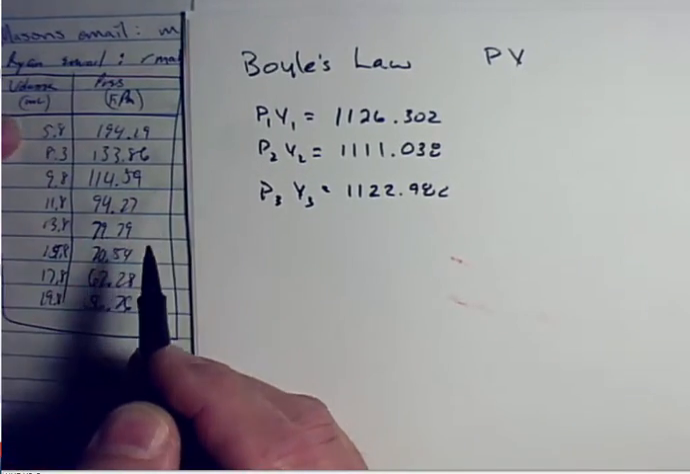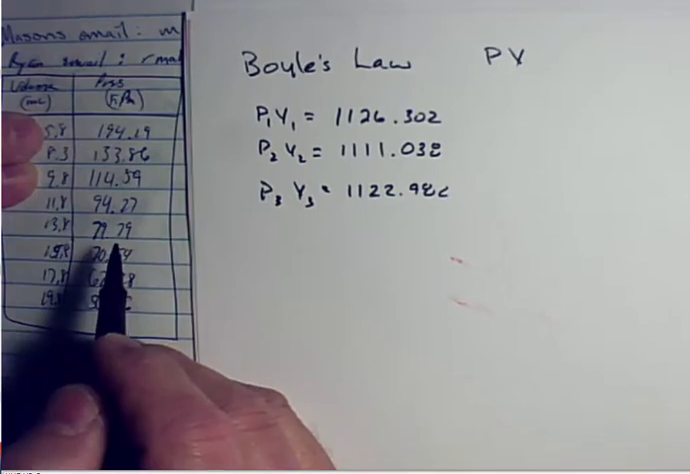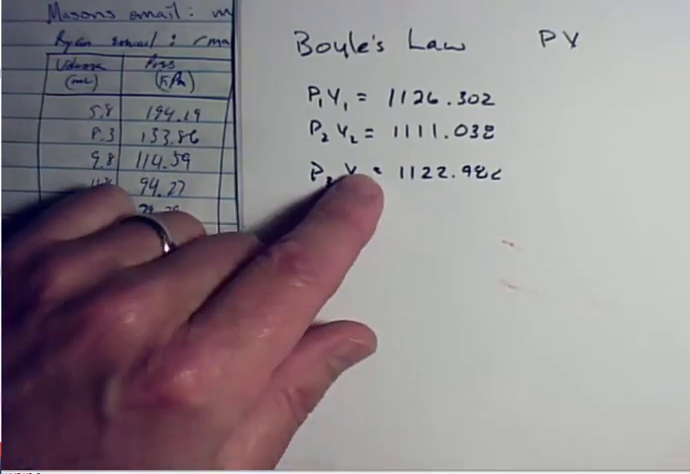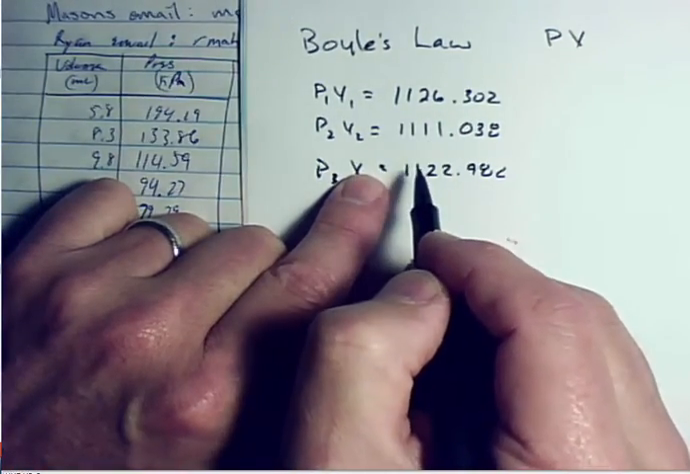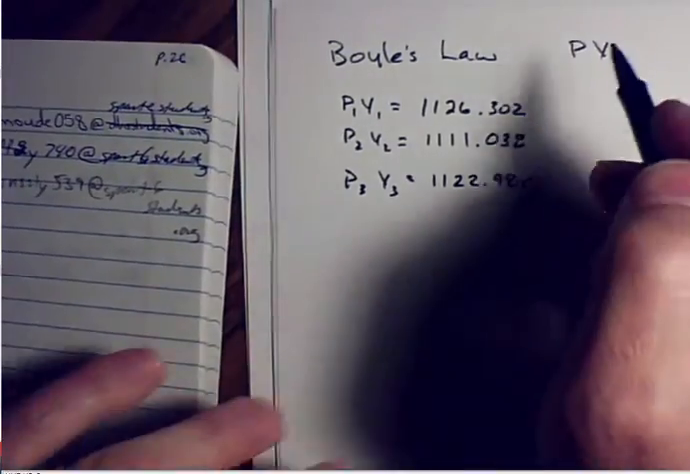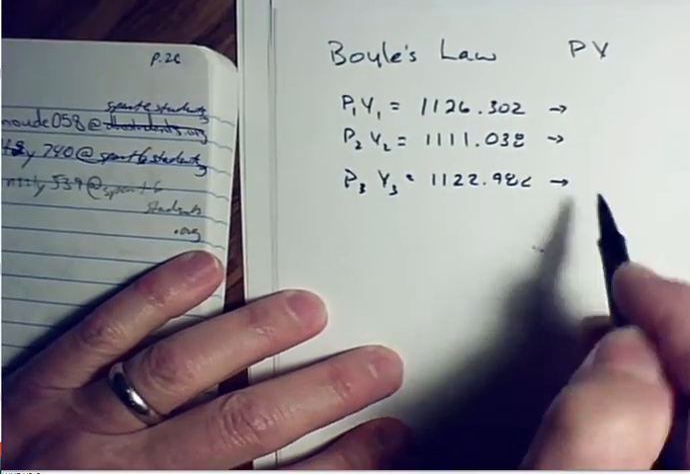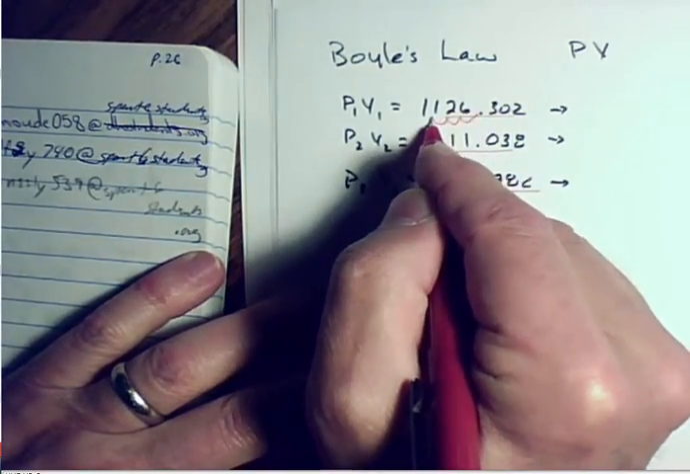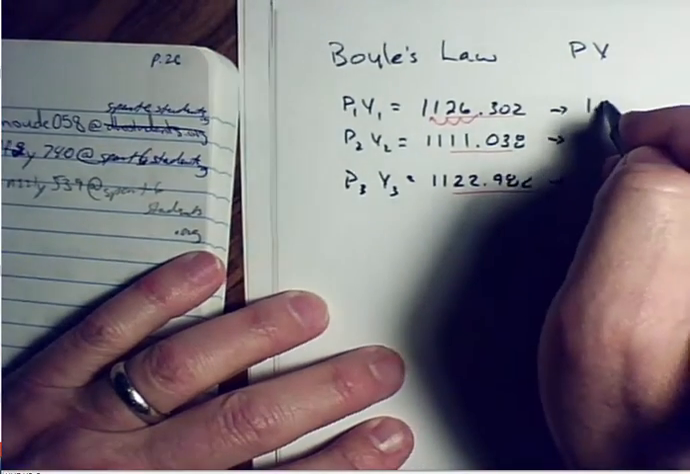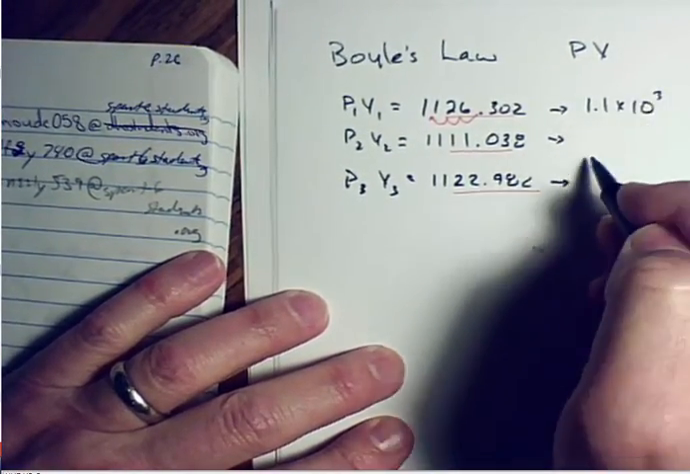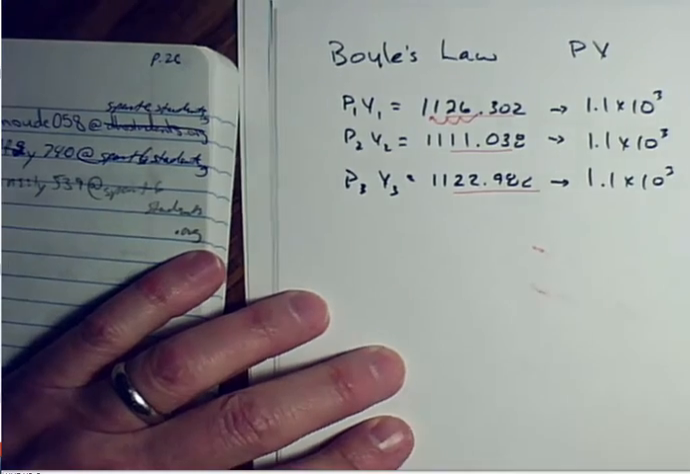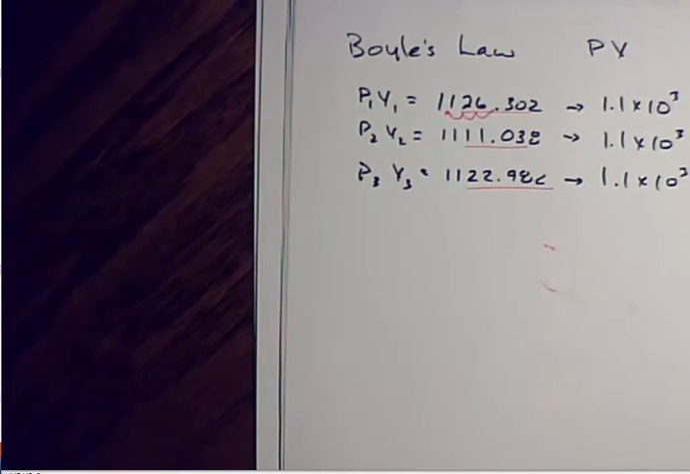Now, how many significant digits do I have in these numbers here? 2 digits, right? If I round all 3 of these off to just 2 digits, I get 1.1 times 10 to the 3rd power every time. So they're awfully close to being exactly the same answer every time I multiply them together. Does that make sense?